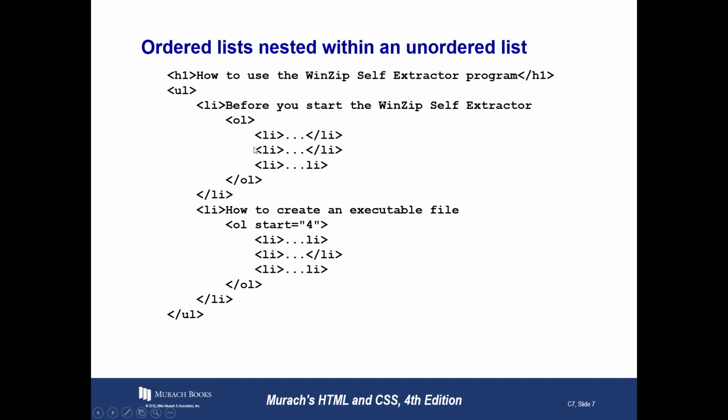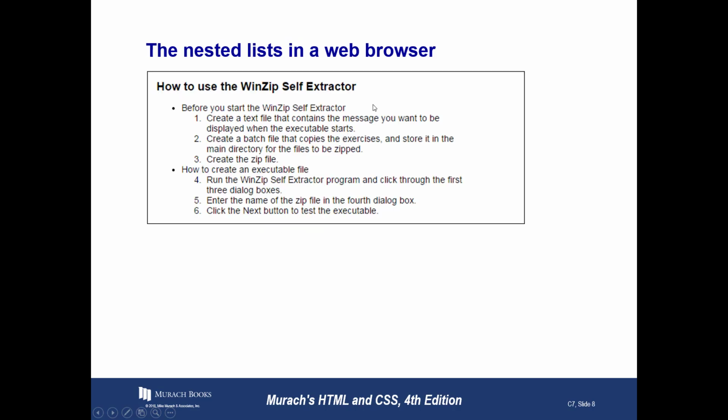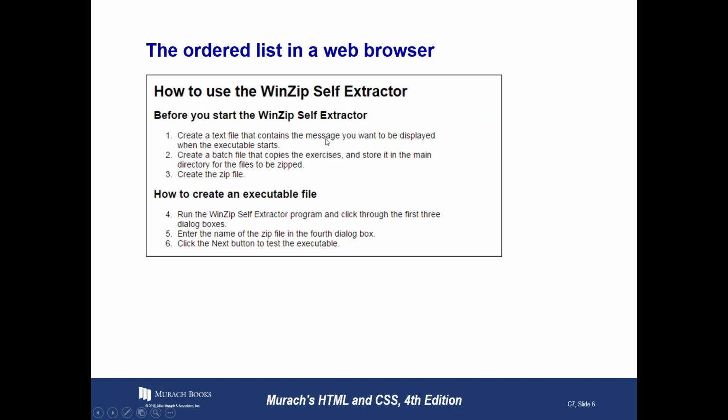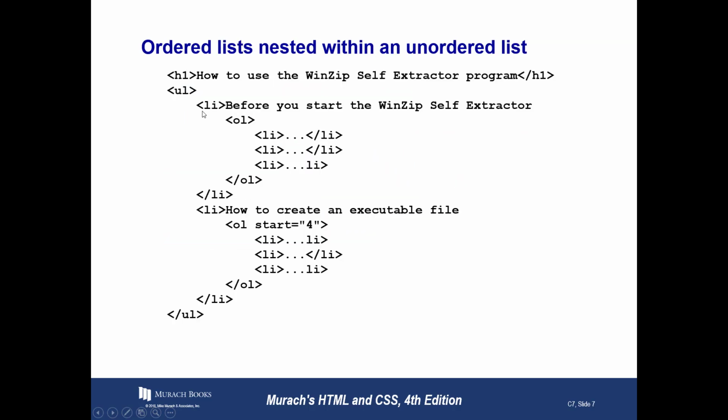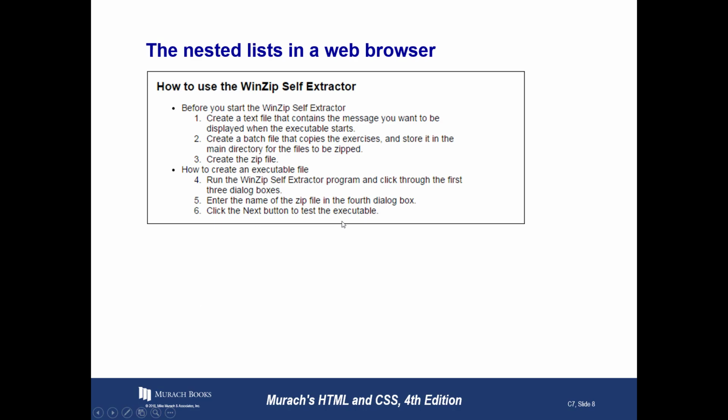Here you'll notice that they have an unordered list within an unordered list. So the first LI here is going to look pretty much the way it did before. Except what you have is an unordered list, which is going to have these 2 LIs, the before you start the Winzip Self-Extractor and the how to create an executable file. And then for the ordered lists, they're nested inside of the unordered list.